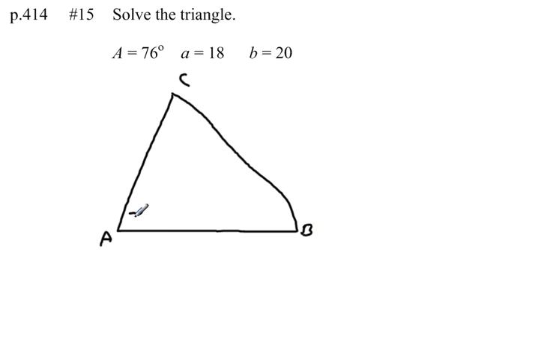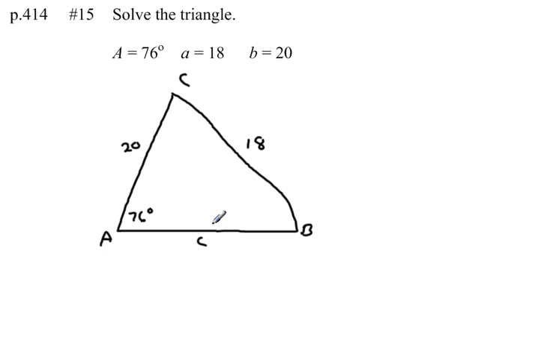We know angle A is 76 degrees. Side A, which is opposite angle A, is 18 units. And side B, which is opposite angle B, is 20 units. Okay, I'm going to label side C down here as well.